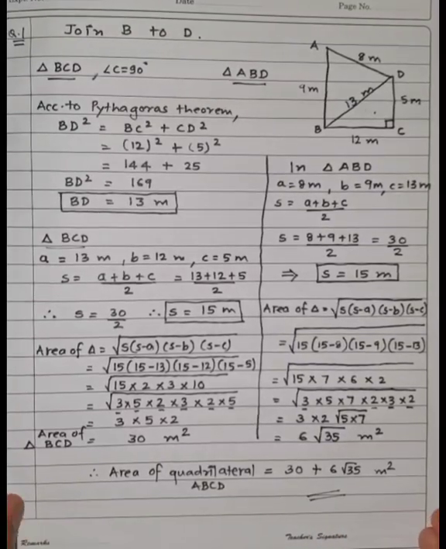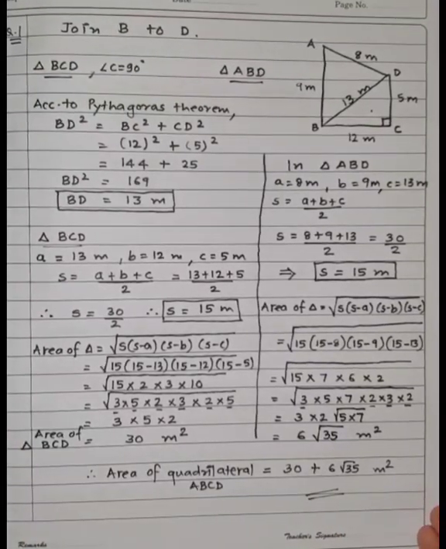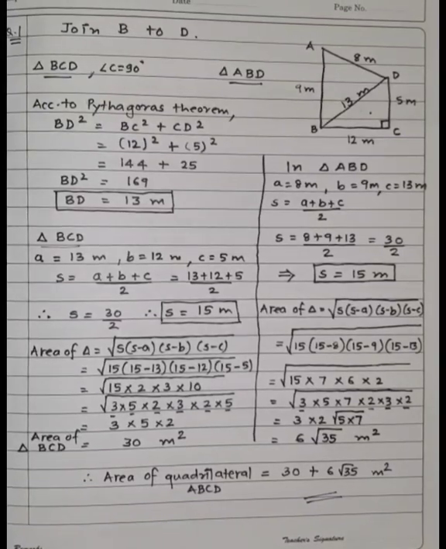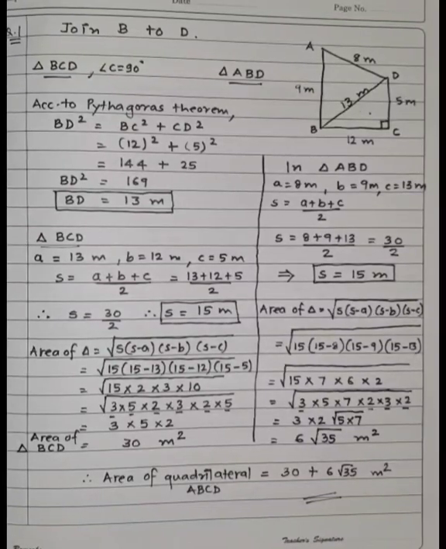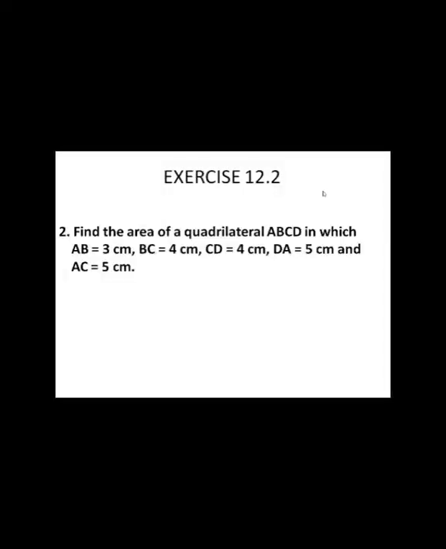I hope you have understood now how to find the area of a quadrilateral by dividing it into two triangles, then using Heron's formula to find the area of the triangles individually and summing them up at the end. Let us now do the second question of exercise 12.2.